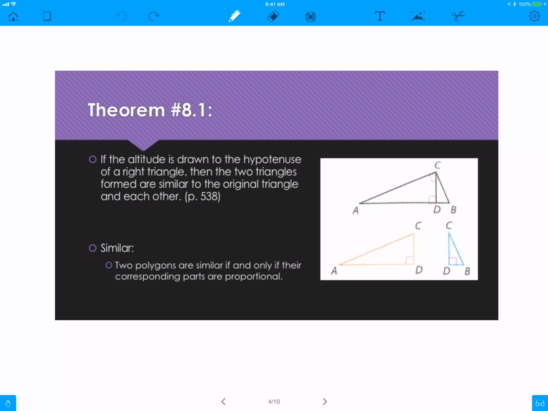And again, the reason why we talked about this on Wednesday was because they share two angles. If triangles share two angles, they're automatically related to each other. There's a scale. If you have an iPhone, you can pinch and zoom, and you can rotate them, and they would be the exact same sizes eventually. Okay, so they are related to each other.